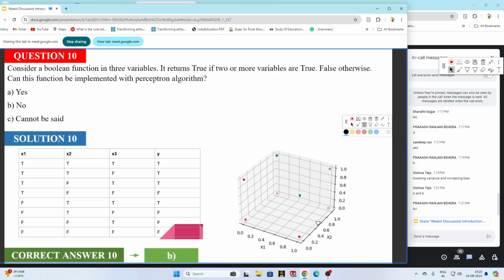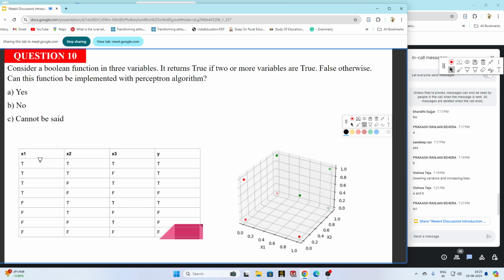Now here you can see true can be considered as 1. So for 1 1 1, the answer is 1, that means a green point. True means green, and false means red or 0. So 1 1 1, we are talking about this point. This point is denoted by green because it is true.